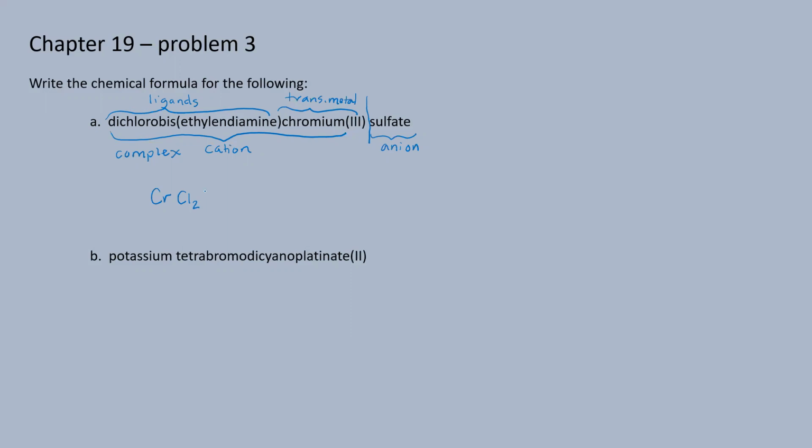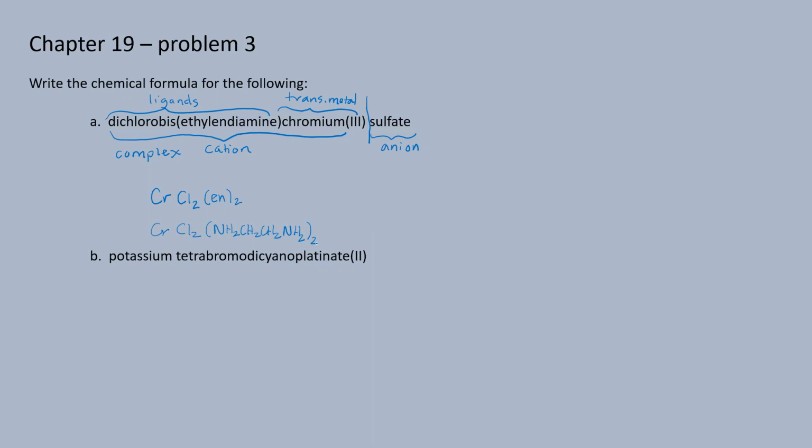Now, ethylenediamine can be abbreviated en, or if you want, you could write out the whole formula. So you could see why there's definitely an advantage to writing en, because that is really long. You do want to know it both ways though. Okay, so that's it for our complex cation in terms of the transition metal and the ligands.